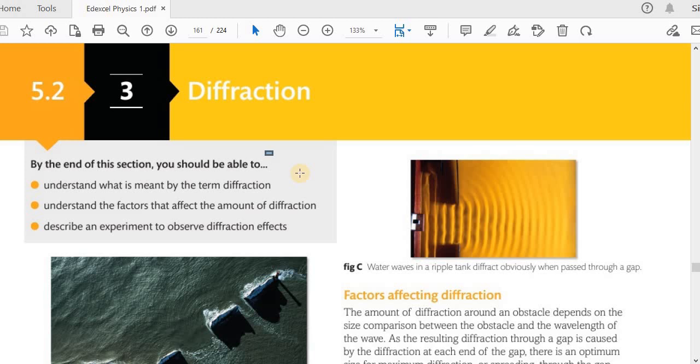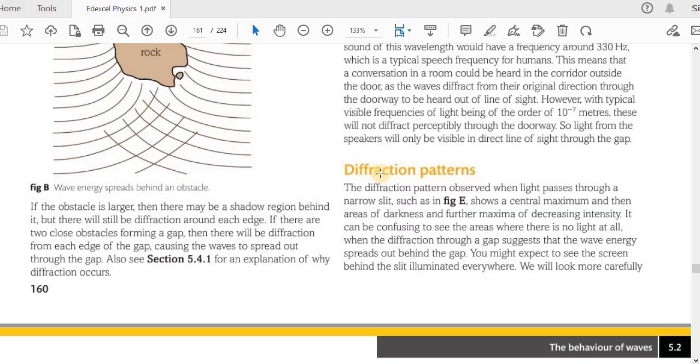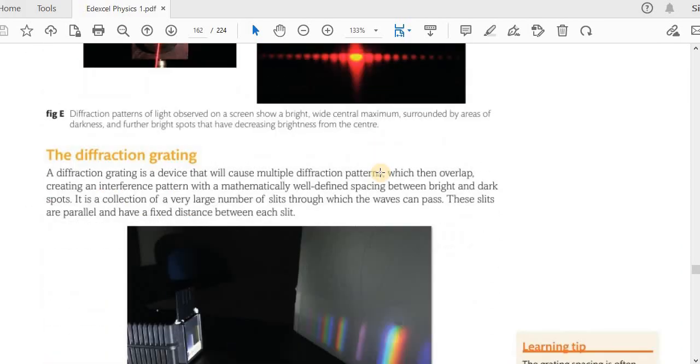The next topic is diffraction. This is chapter 5.2.3. By the end of this section, you should be able to understand what is meant by the term diffraction. And also, when I was explaining these previous lessons, I told you about the definitions. And if you scroll down to the last page under the particular subchapter, you will see the definitions.